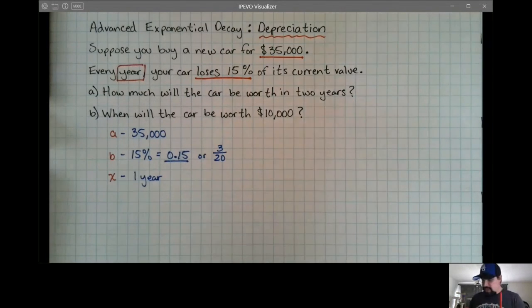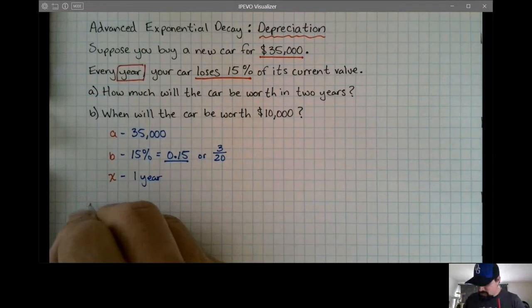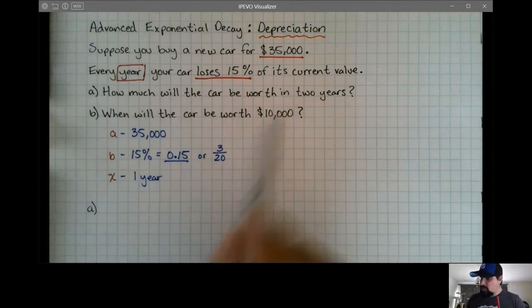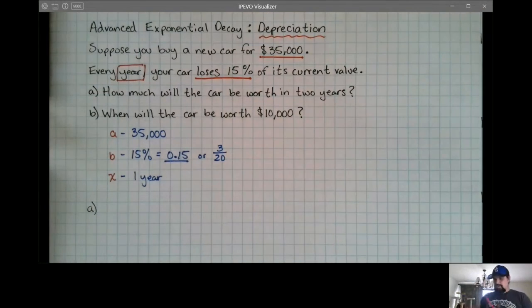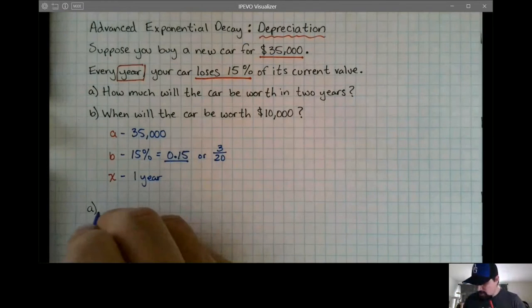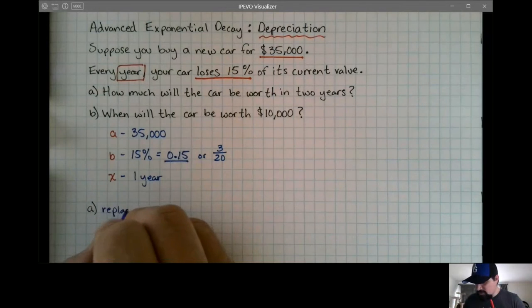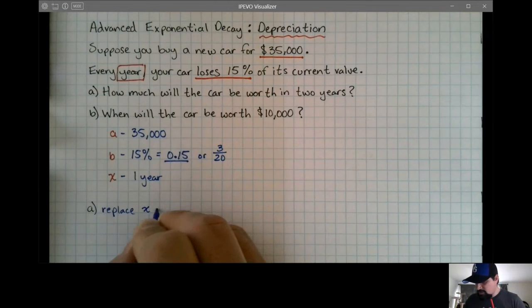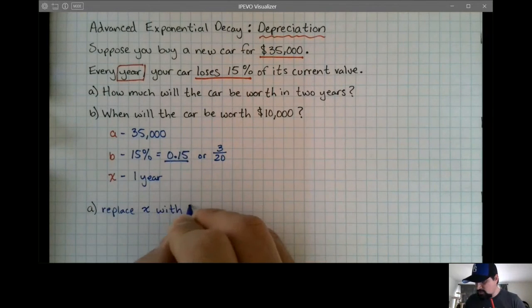Starting with question A. How much will the car be worth in 2 years? All right. That means replace X with 2.